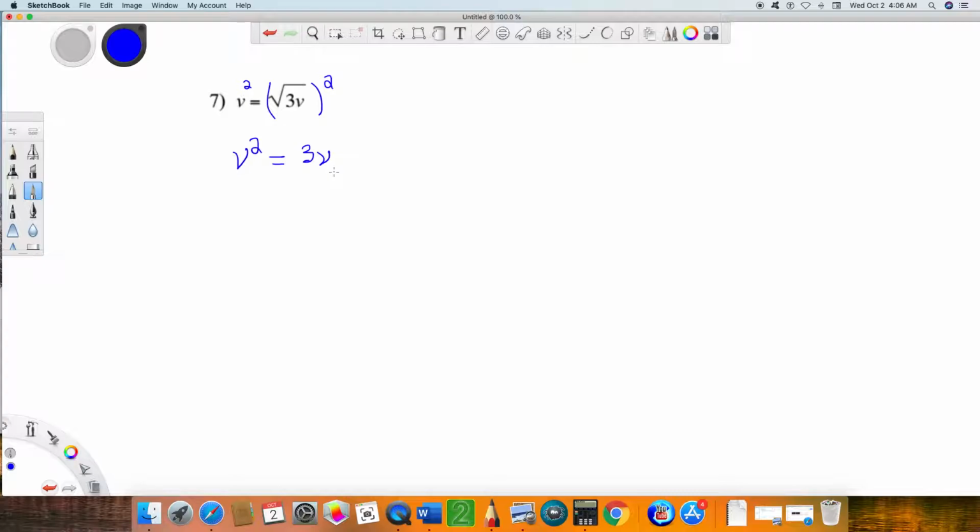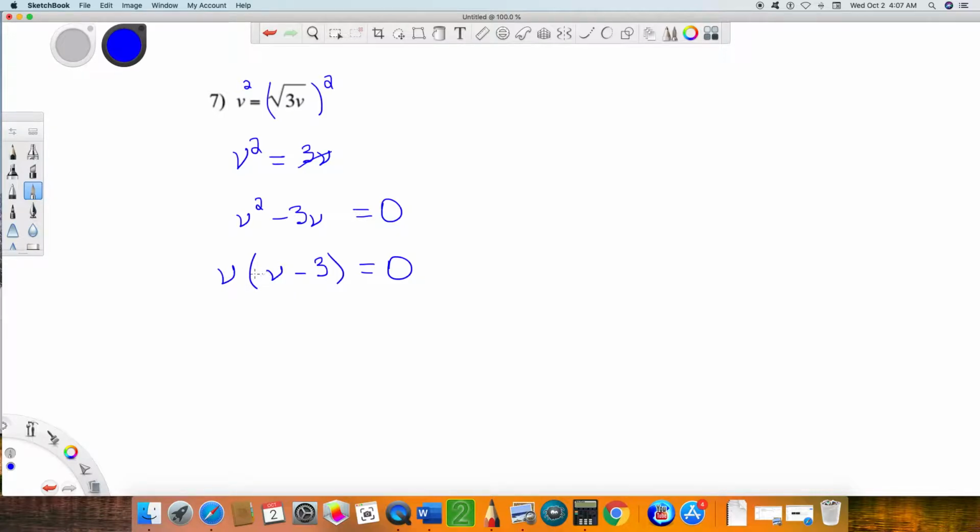So when we get our answers, we're going to have to plug them in to check to see if they both work. So let's get this quadratic equation in standard form. Let's take 3v away from each side. So we have v squared minus 3v is equal to 0. One thing that we notice about this binomial is that these two terms share a v in common. We can factor out that v, and we'll be left with this binomial of v minus 3.